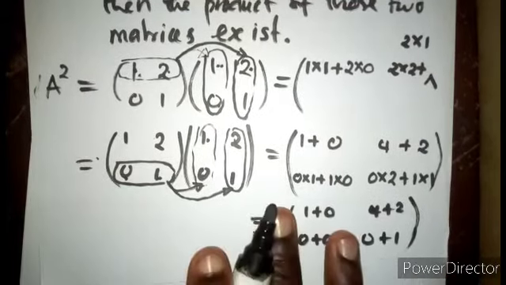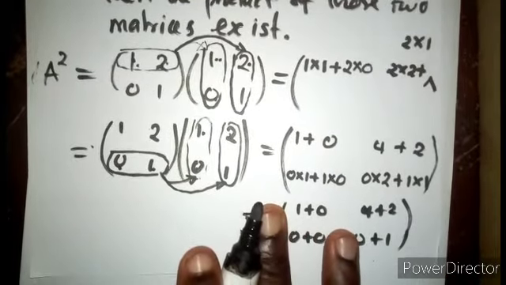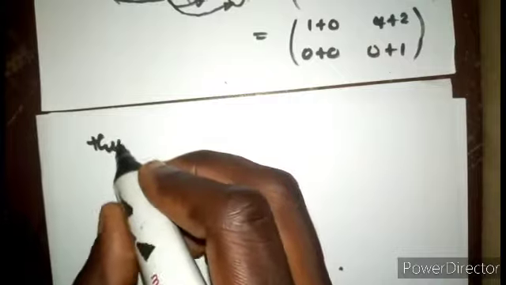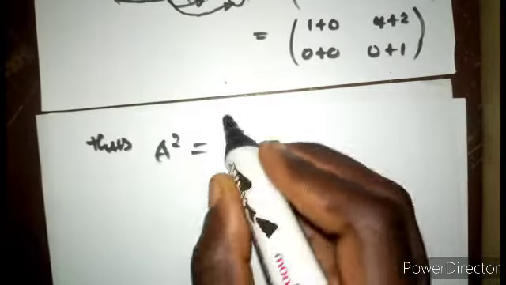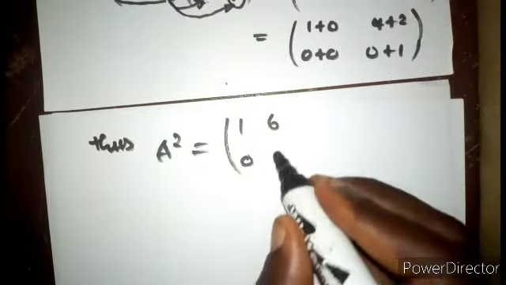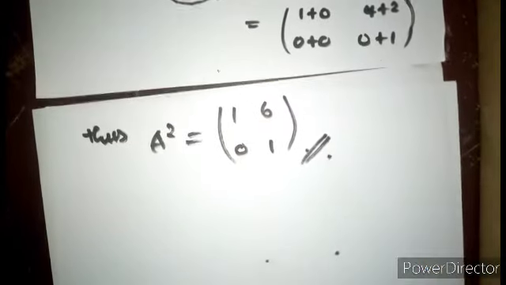Okay, and if you sum that, see that A squared now becomes [1 6; 0 1]. That's it.